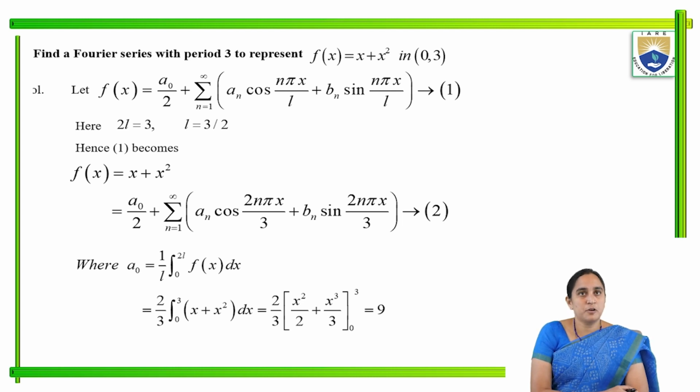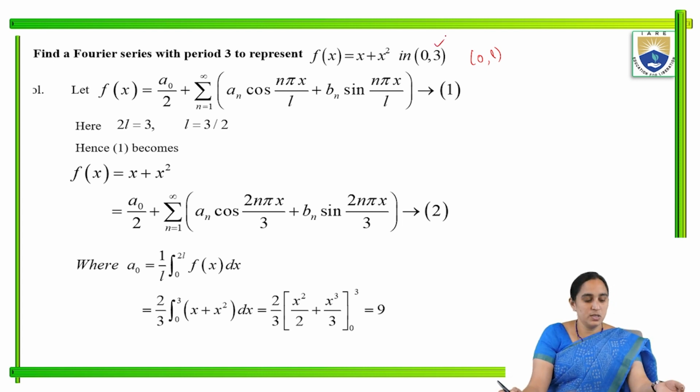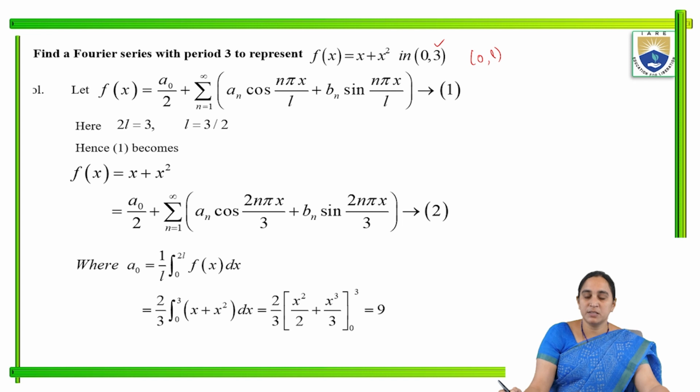For the first problem: find a Fourier series with period 3 to represent f(x) = x + x square in (0, 3). Either (0, L) or (0, 3), here they are particularly asking (0, 3). But we have to compare this interval with (0, L).